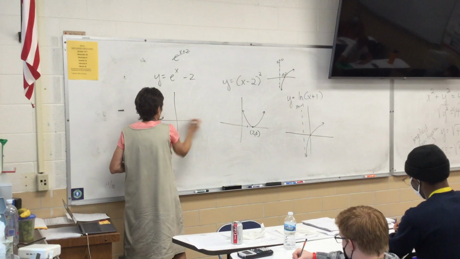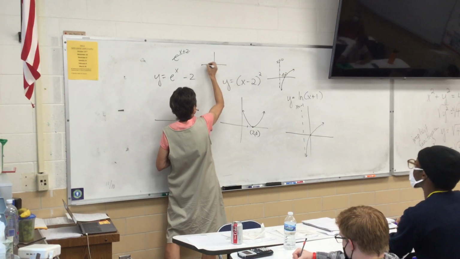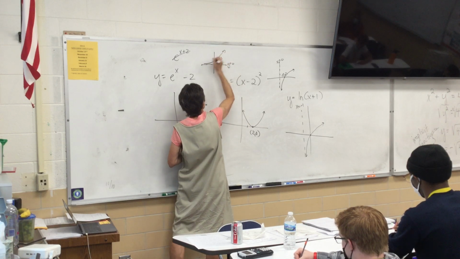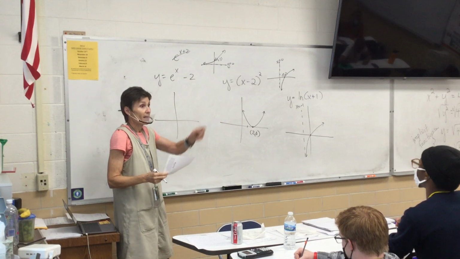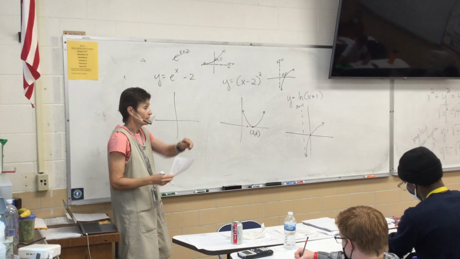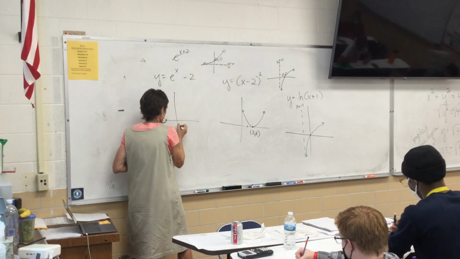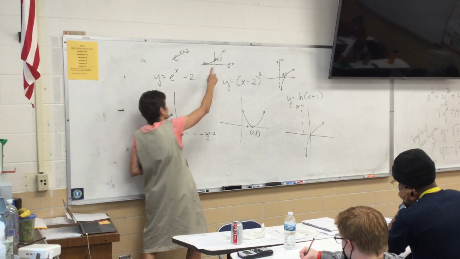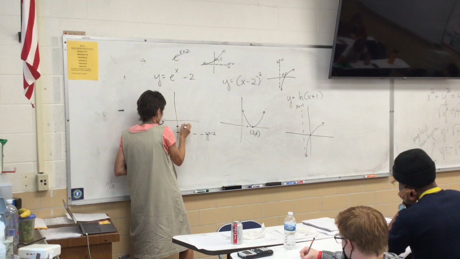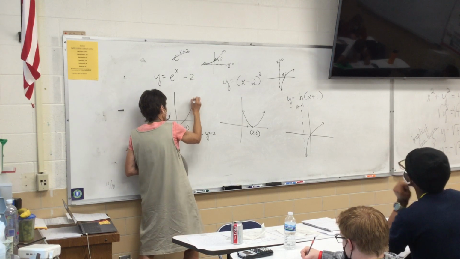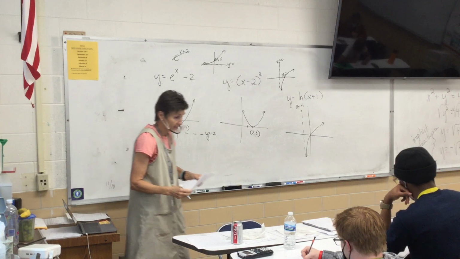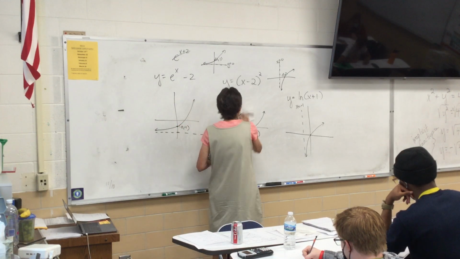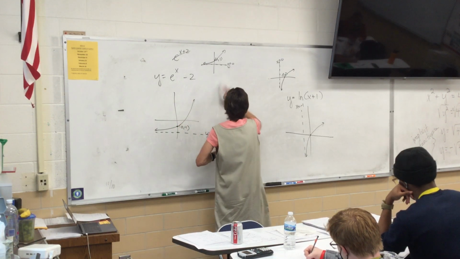So this is going to take our regular e to the x. And again, I know what it looks like because I have memorized my curves. And it's going to drop everything down 2. So the asymptote was at 0, so now it's down here at -2. The dot was at 1, now it's down here at -1. So it doesn't have anything to do with the shape. It does not change the shape at all. It just picks it up and puts it down someplace else.